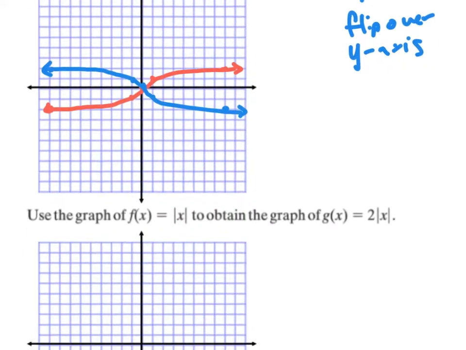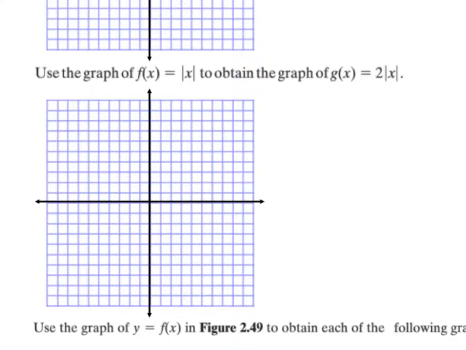All right, let's take a look at this next one. We want to use the graph of absolute value of x, so it's our V graph here with a slope of 1 and negative 1 here, okay, to obtain the graph of g of x equal to 2 times the absolute value of x. This is going to make this graph skinny, okay?